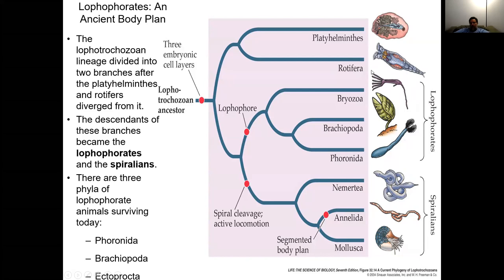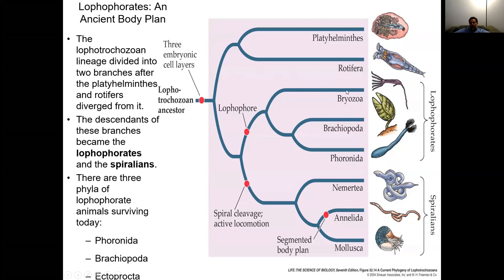I think we talked about rotifers last time too. Let me double check that. No, actually, we're going to talk about rotifers today in a moment. So anyway, we have these lophotrochozoans. Remember, they are triploblastic, meaning they have three embryonic cell layers, an outer layer called an ectoderm, an inner layer called an endoderm, and a mesoderm.